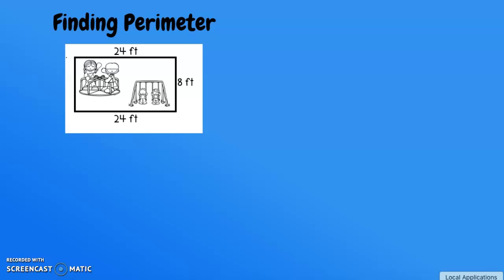Now you're going to notice that you have this lesson for today. And the first question is right here. We have to find the perimeter of the playground. And I have a rectangle.